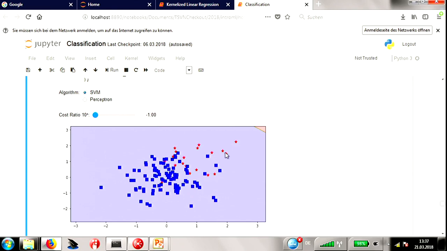So if this is supposed to be the positive class, I really don't at all care about false negatives in this case. So this ratio of C plus over C minus is very small. So basically, I can just say everything is blue, everything is the negative class. That's sort of what happens here.